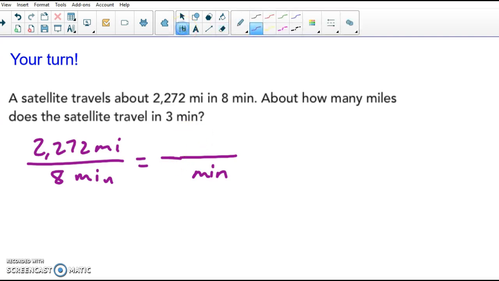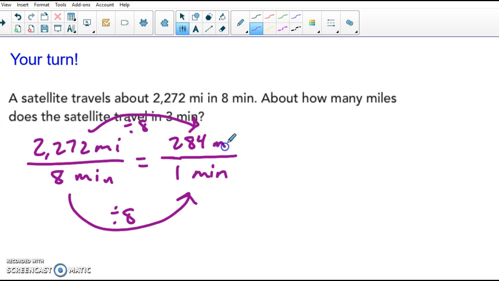And then I'll use my unit rate. So to turn 8 minutes into 1 minute, I'm going to divide by 8. And whatever I do on the bottom, I have to also do on the top. So as I divide 2,272 by 8, I find that that is 284 miles per minute. Now I can turn 284 miles per minute into an equivalent ratio with 3 minutes as the denominator.